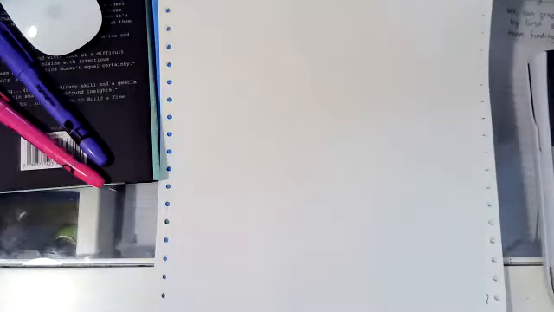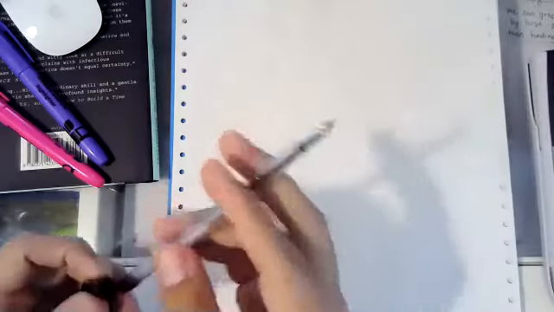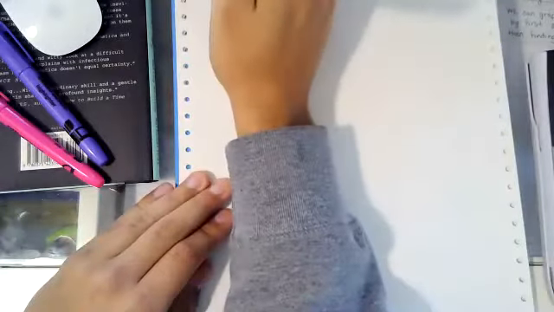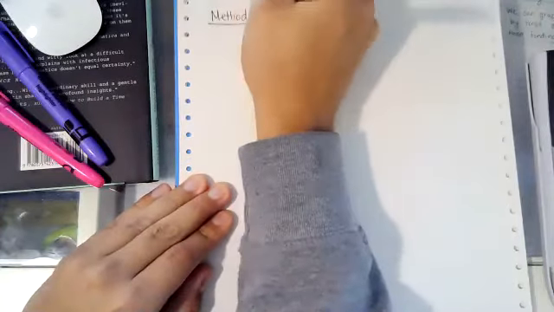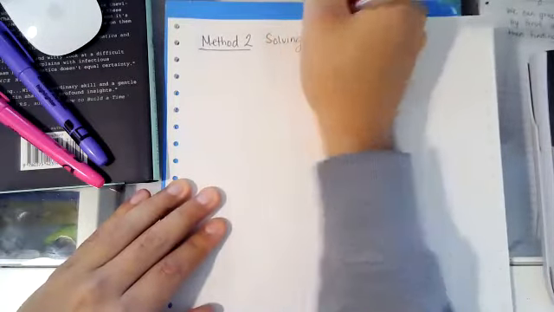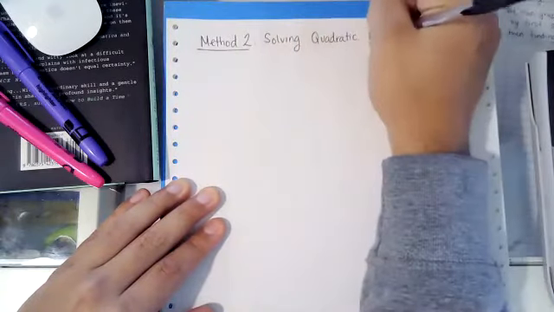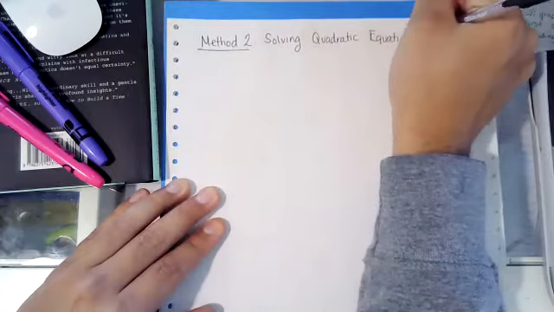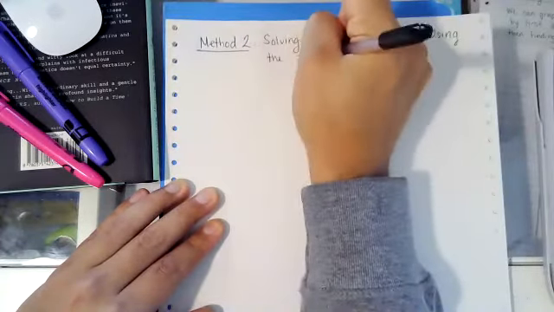Okay, so let's take a breather and then release so that we can shift gears to method 2: solving quadratic equations using the zero factor property.